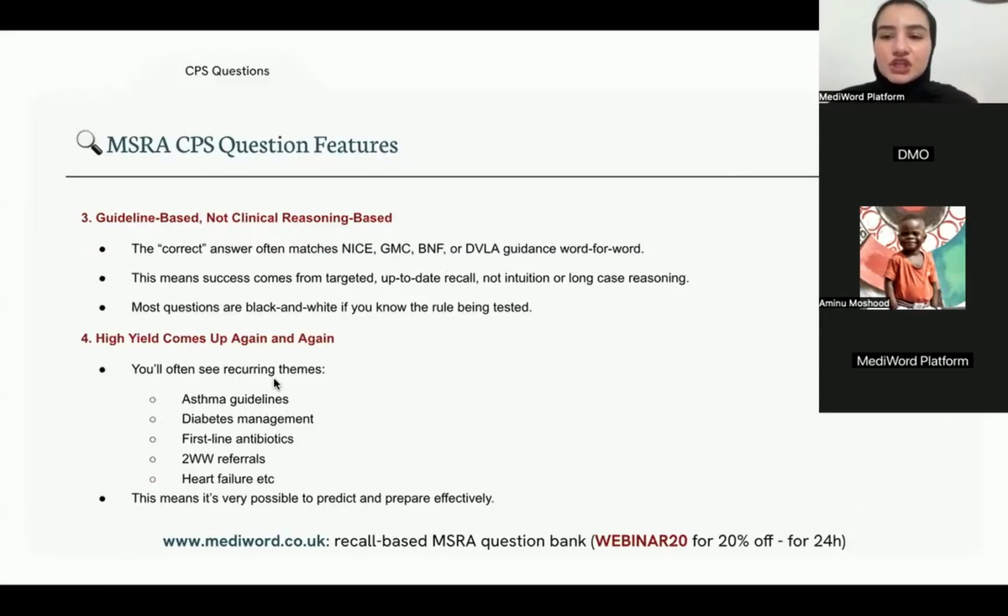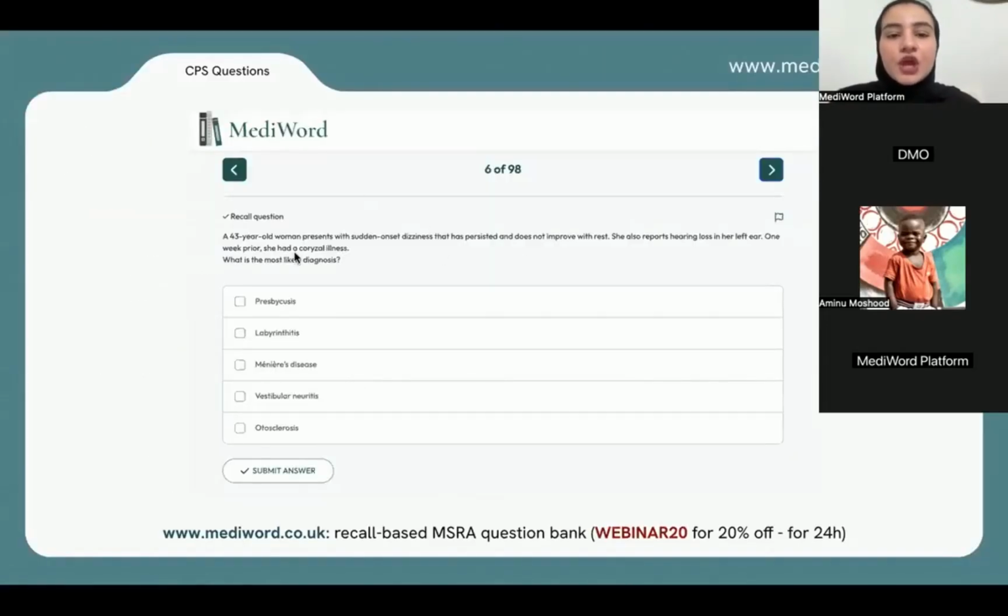Think especially of GP based conditions and frontline A&E conditions like asthma, diabetes, acne. A&E presenting conditions do tend to come up more often in the MSRA exam. So this is what an MSRA question looks like. A 43-year-old woman presents with sudden onset dizziness that persisted and does not improve with rest. She also reports hearing loss in her left ear. 1 week prior, she had a coryzal illness. Very short, snappy, straight to the point, and they expect you to get to the right answer.